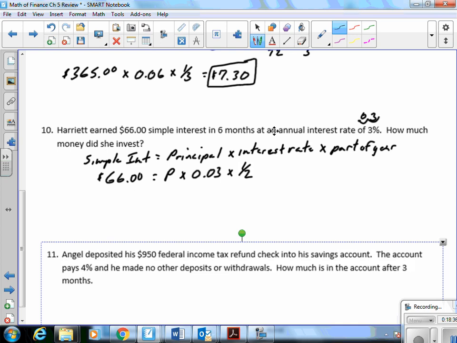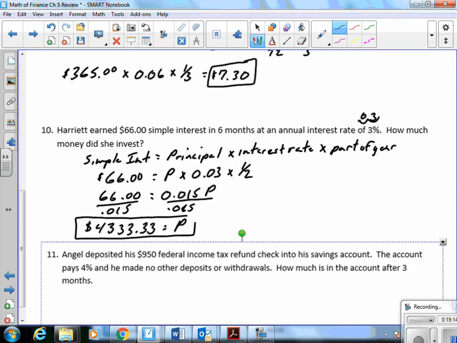So we get $66 is equal to 0.03 times 1/2 is 0.015 times P. And divide both sides by 0.015. It's going to give us $4,333.33 was her principal investment.